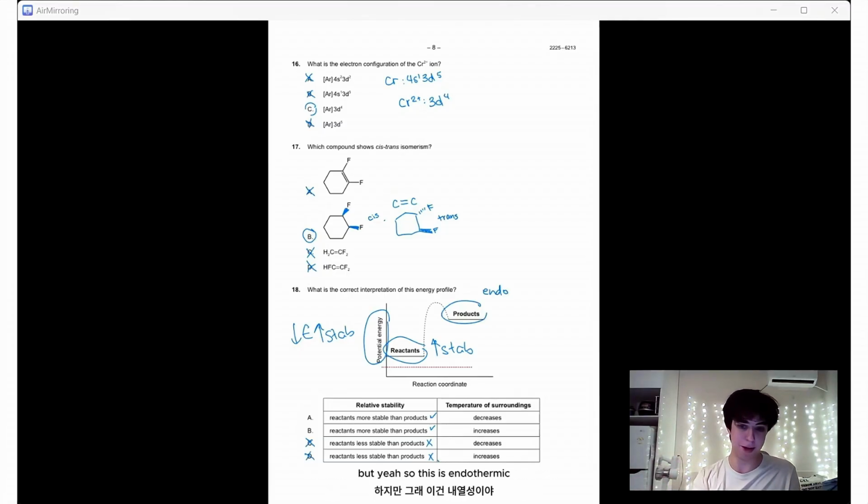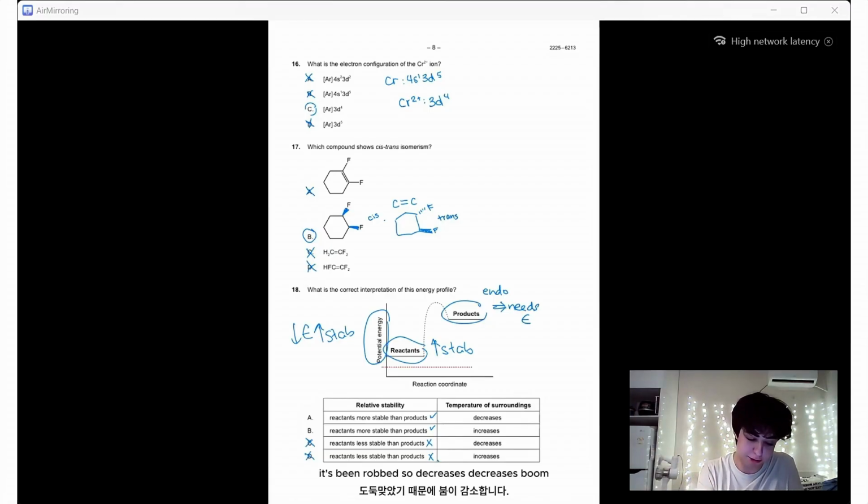I hope it does. So this is endothermic, which means that it needs energy. And because it needs energy, it takes it, it robs the surroundings. The surroundings is being robbed. The system gains energy. And so the temperature of the surroundings is going to decrease because its energy has been stolen. So it decreases. Boom. So this is going to be A for question number 18.